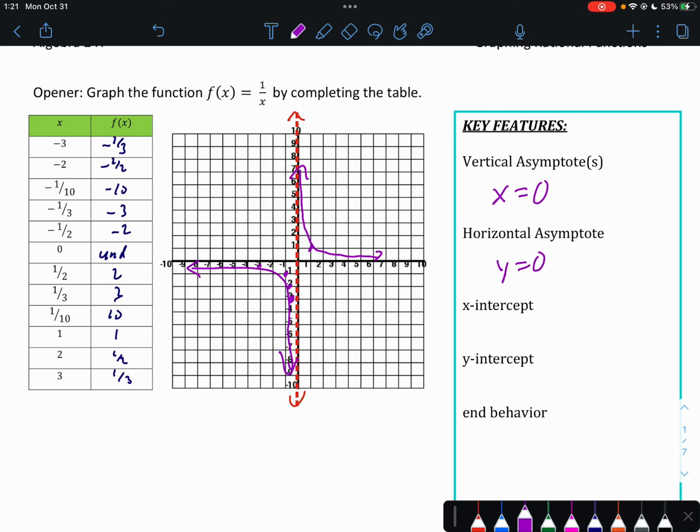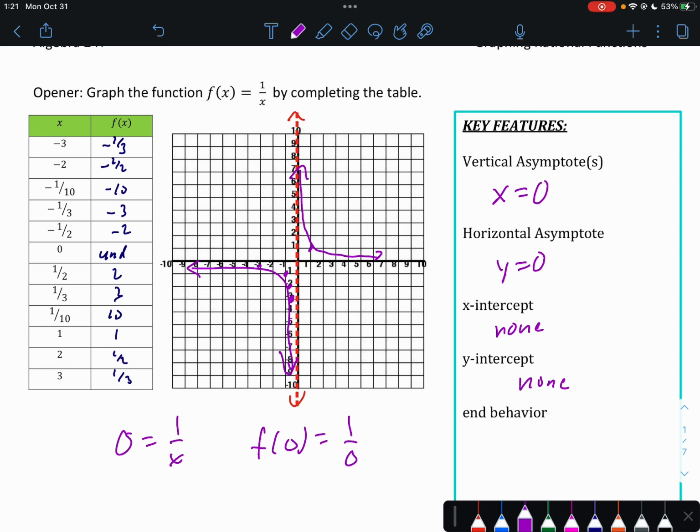For x-intercepts, we would set y equal to 0 and solve, and there's no solution to that, so there'll be none. For the y-intercept, you would do f of 0, and that's undefined, so there's no y-intercept either.